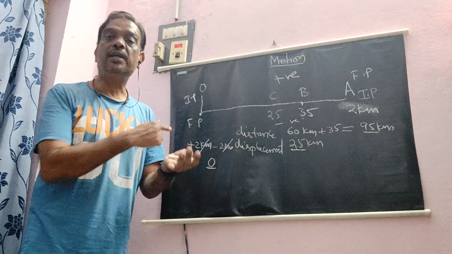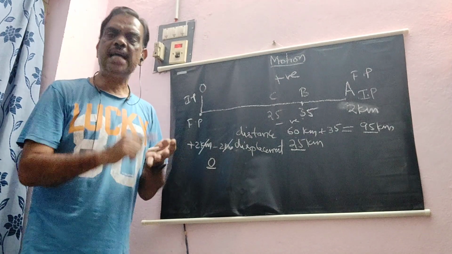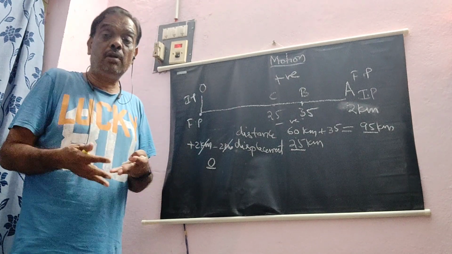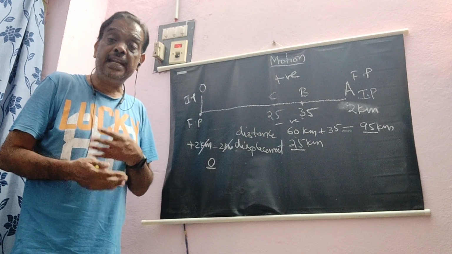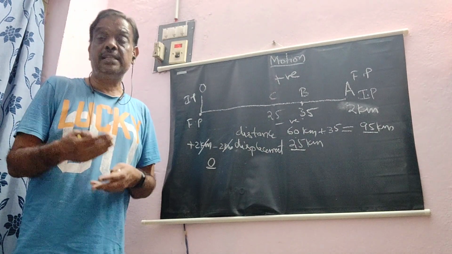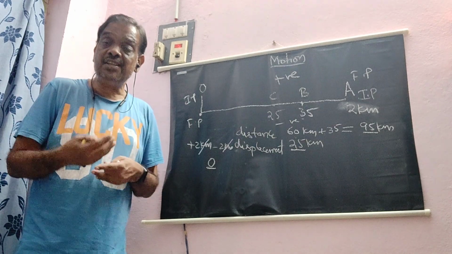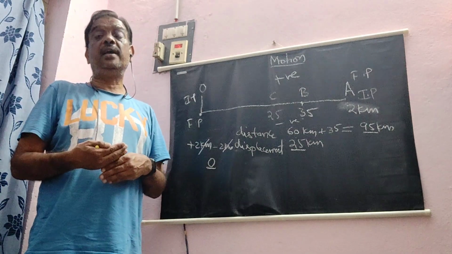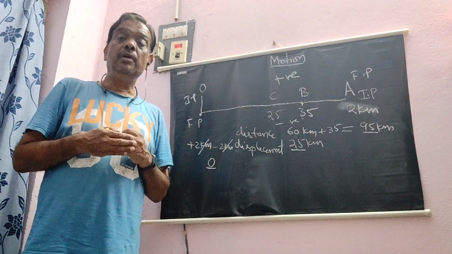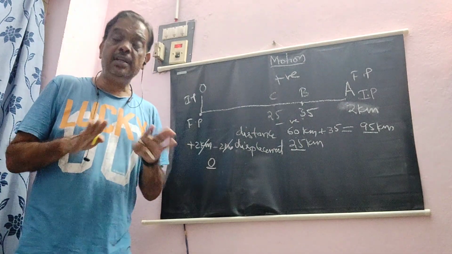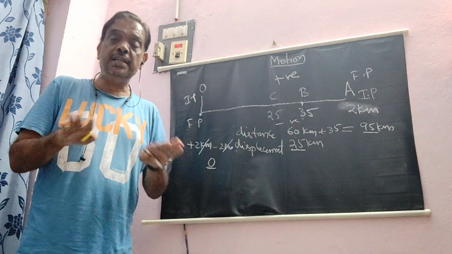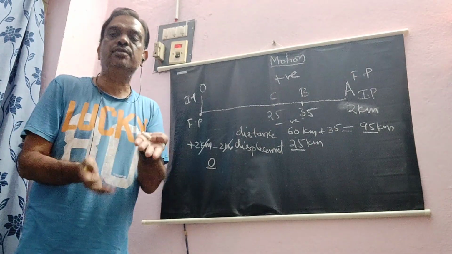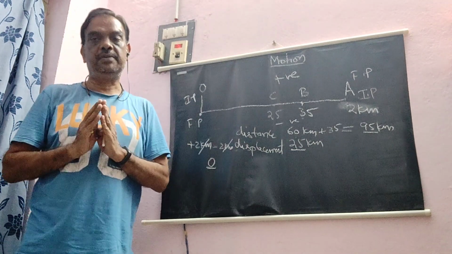Examples of scalar quantities are distance, length, mass, time, temperature. All these are scalar quantities which have only magnitude, no direction. Whereas vector quantities have both magnitude and direction. For example, displacement, velocity, acceleration. These are all examples of vector quantities. They have both magnitude and direction. So in this class, children, we have learned the differences between scalar quantities and vector quantities, which are ultimately the differences between distance and displacement.